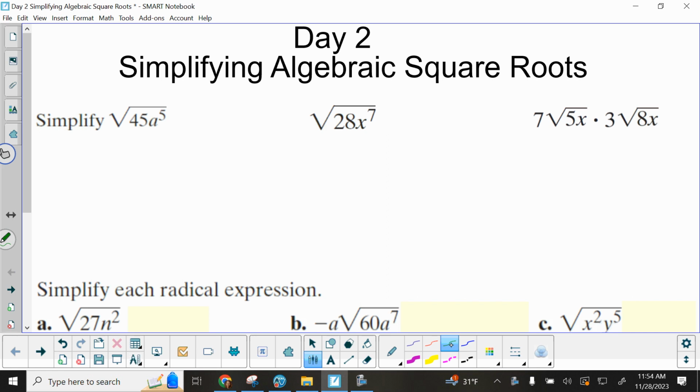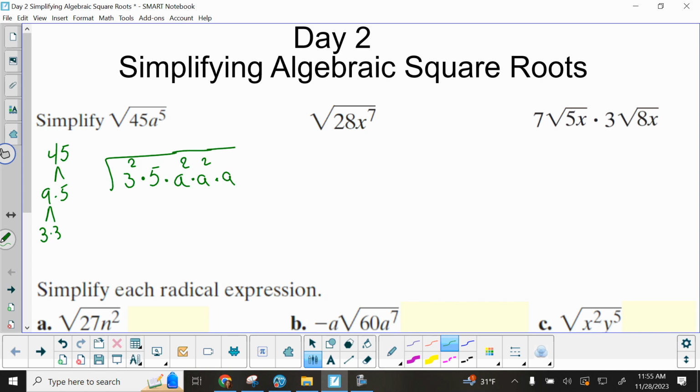So to simplify this radical, we remember we are going to break down 45 into its prime factorization. So we've got 9 times 5, which is 3 times 3. So I've got 3 squared times 5. And now I want to take a to the fifth, and I'm going to rewrite it as a squared times a squared times a. And then just like yesterday, I'm going to pull out anything that's a perfect square.